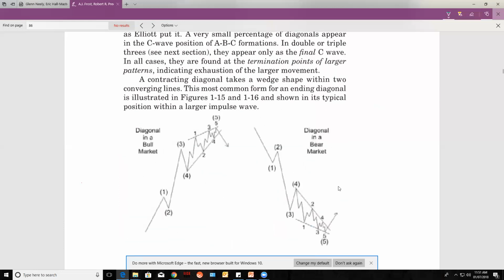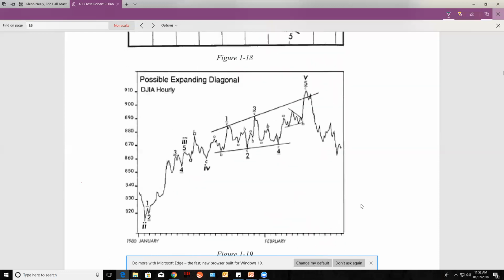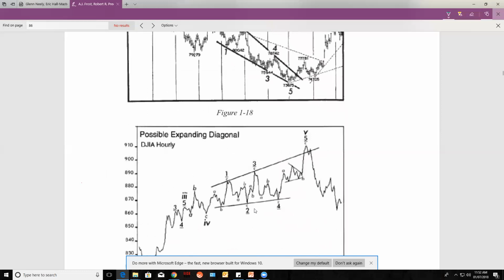So this is the diagonal again, as we discussed in the morning. This is the 1, 2, third, fourth, and fifth wave. See, internally it's a 3-wave structure, right? 3, 3, 3, 3, and 3. After that, it fell. In an ending diagonal there is also a 3, 3, 3 structure, that is 3, 3, 3, 3, and 3. Right? So here it's a possible expanded diagonal, 1, 2, 3, 4, 5.